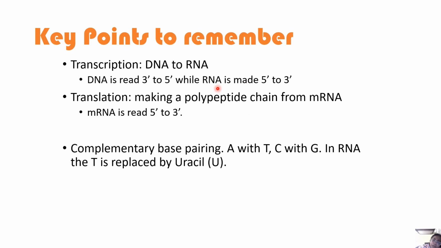Now, what are the key parts to remember? Transcription is DNA to RNA. DNA is read 3' to 5', while RNA is made 5' to 3', right? And translation is basically making a polypeptide chain from mRNA. mRNA is read 5' to 3', and the complementary base pairing is A with T and C with G, which is adenine with thymine and cytosine with guanine. There are 2 hydrogen bonds between adenine and thymine and 3 hydrogen bonds between guanine and cytosine. And in RNA, thymine is replaced by uracil.